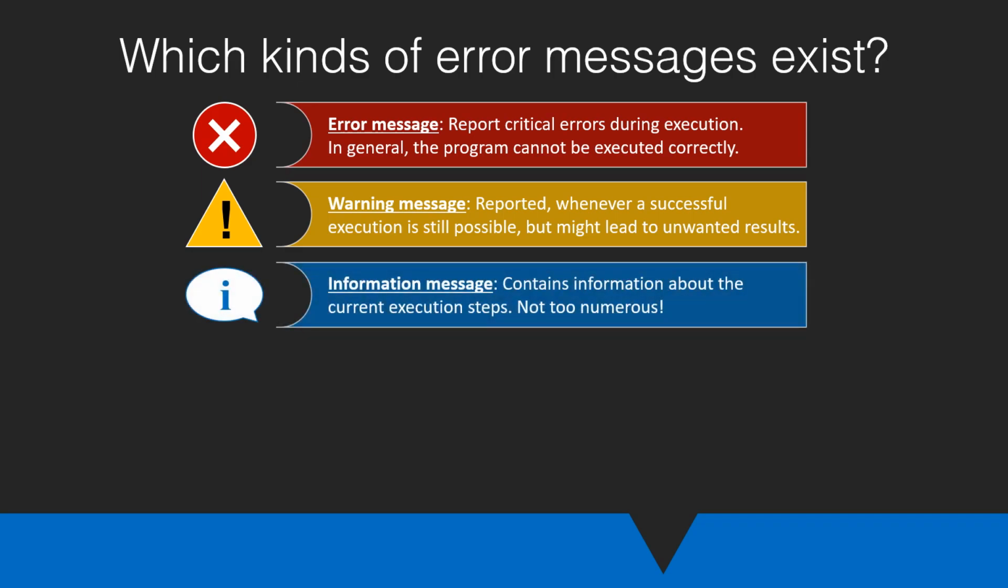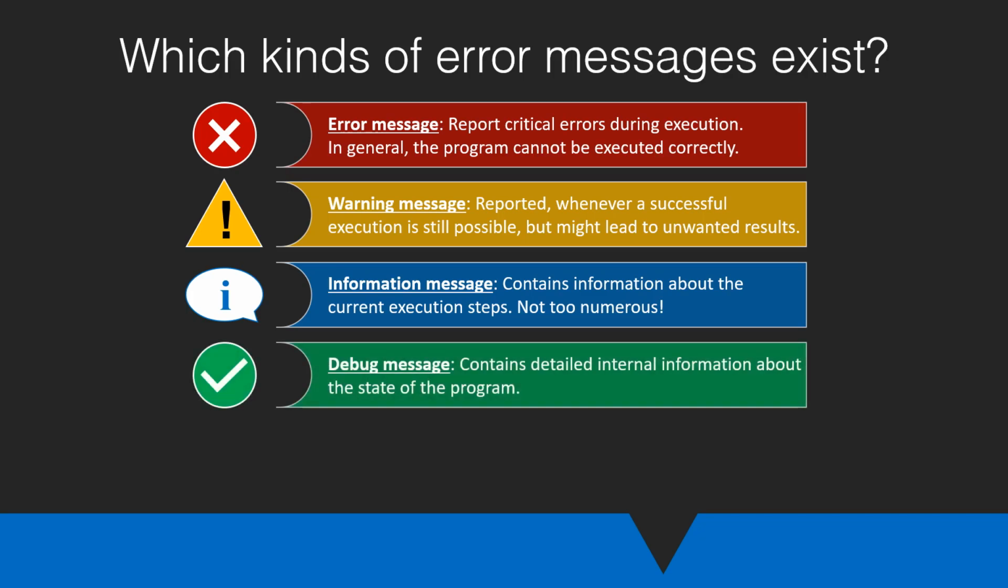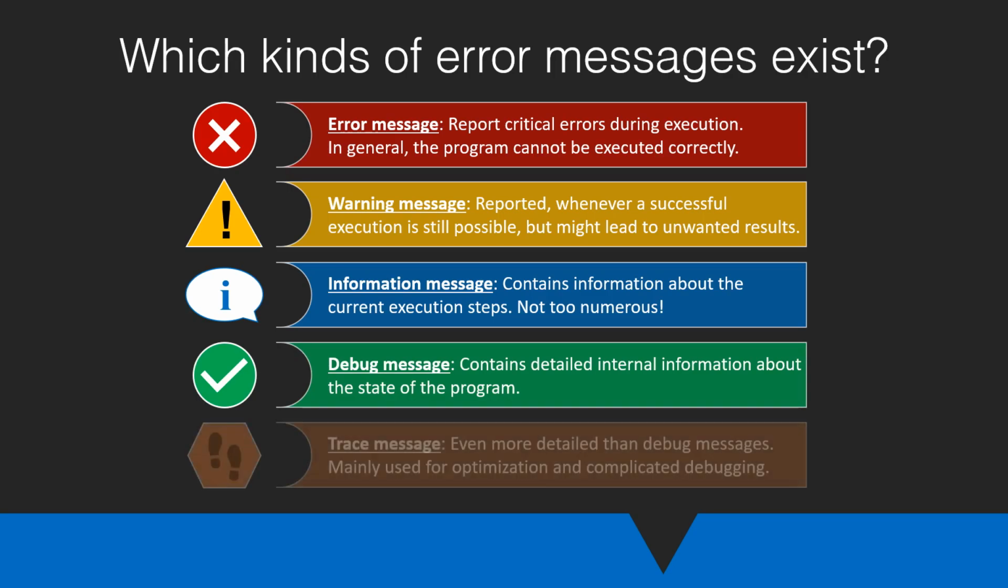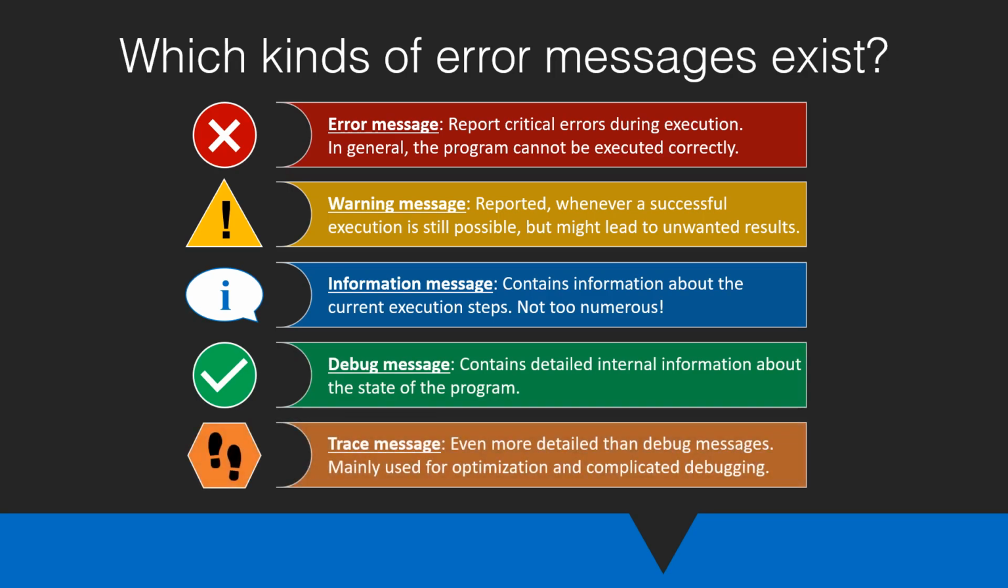Information messages contain information about the current execution steps. They should be selected carefully and not too numerous. Debug messages, as opposed to information messages, contain detailed internal information about the state of the program. And finally, trace messages. They are even more detailed than debug messages and mainly used for optimizations or complicated debugging. Debug and trace messages are primarily targeted at tool developers.